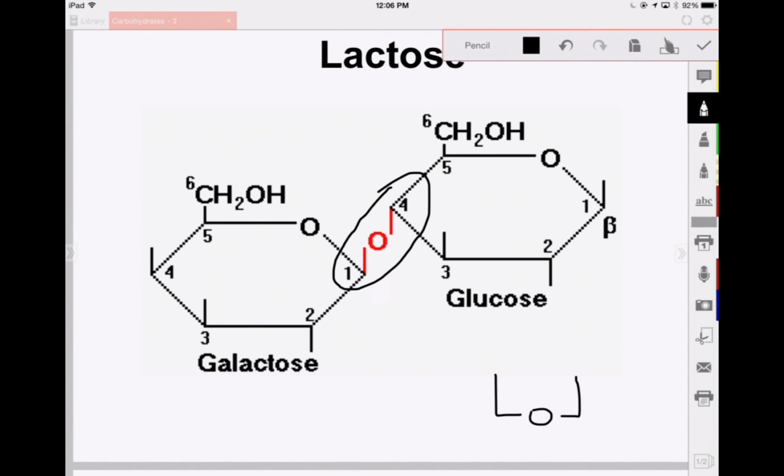This disaccharide, for example, is created in the breast tissue, in the mammary glands, and that is a devil of a link. It's what we call a beta link, and it's hard for a lot of enzymes to get in there. Now, we do have an enzyme to get in there called lactase, and it does a pretty good job. As we age, we tend to produce a little bit less of this enzyme.